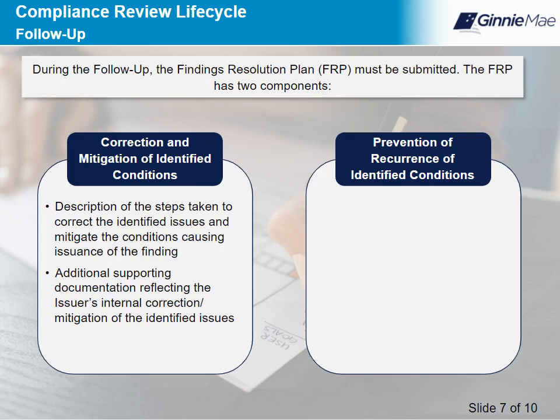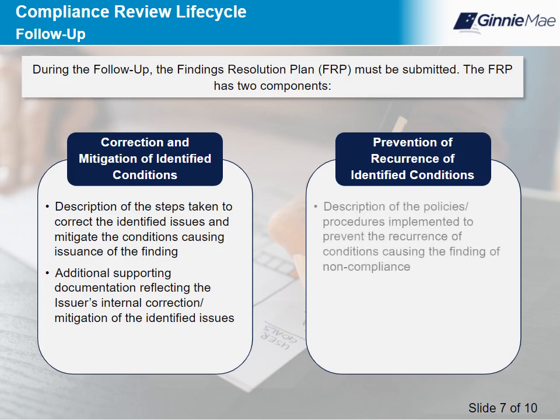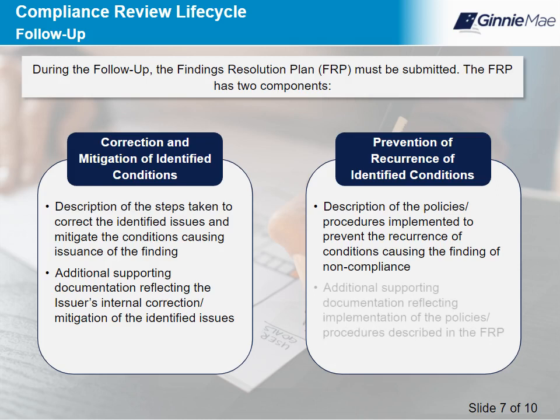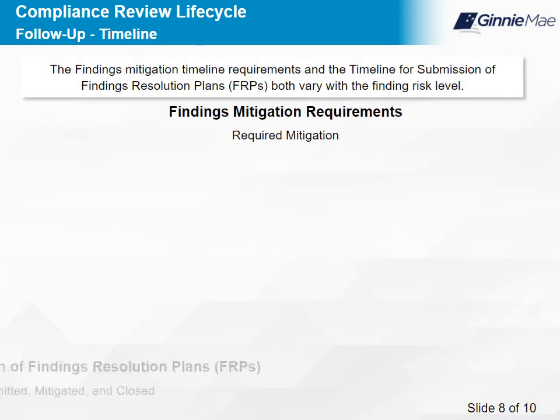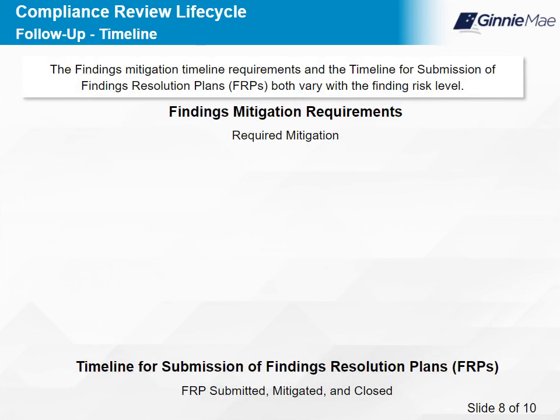Prevention of recurrence of identified conditions contains a description of the policies and procedures implemented to prevent the recurrence of conditions causing the finding of noncompliance. It contains additional supporting documentation reflecting implementation of the policies and procedures described within the FRP. Select Next to continue.